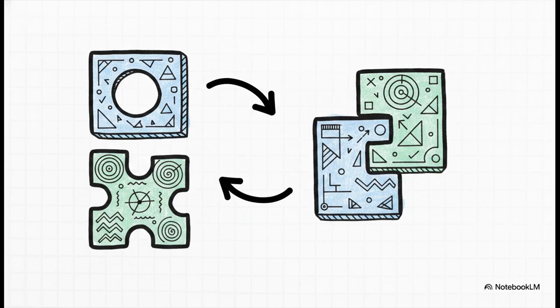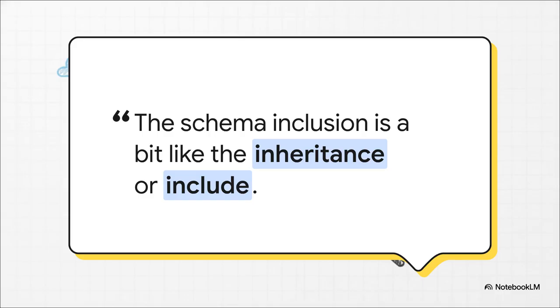It's like building blocks. If you're coming from a modern programming background, this quote from the source material is going to hit the nail on the head. The schema inclusion is a bit like the inheritance or include. It lets you build this massive, mathematically sound architecture by just stacking the rigorous rules of smaller, perfectly defined components.